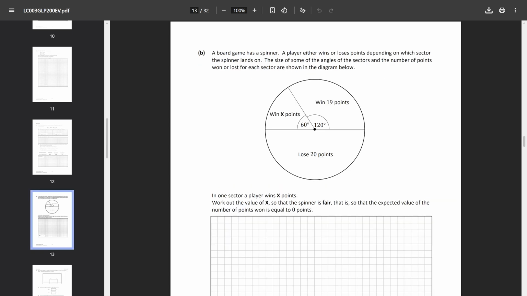Oh, I skipped a bit. One involving expected value and a spinner, which is pretty okay. You just use the expected value formula and everything actually falls out from there.